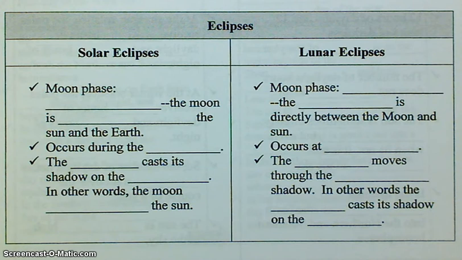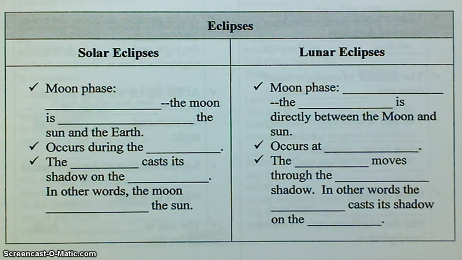Lunar eclipses. Moon phase is full moon. Okay, during a lunar eclipse, the earth is directly between the moon and the sun. Lunar eclipses occur at night. And here's what happens. The moon moves through the earth's shadow. In other words, the earth casts its shadow on the moon. All right, so those are your eclipses.